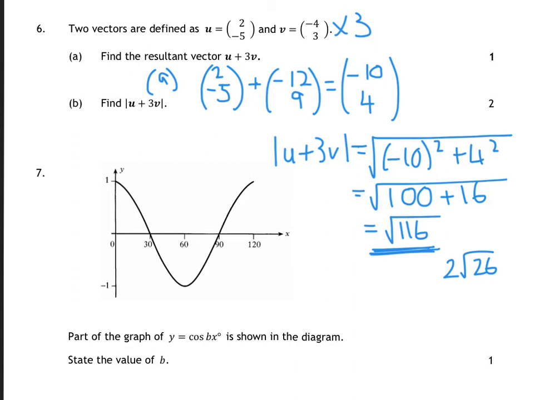Question 7 says this is a graph of cos bx. State the value of b. Now your cos graph should finish at 360. So this number here is 360. But they've got this graph finishing at 120. That means we can fit 3 of those graphs in, because 120 into 360 is 3. So b is 3. And you can either just write b equals 3, or you can just write the equation again, that is the graph of cos 3x. Whichever way you write that, you'll get the full marks for that one.